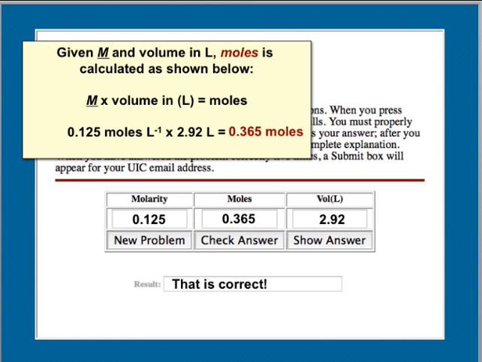Now there's another molarity tutorial that's a little more complicated. You don't have to do that one. But do this one. Again, it's not difficult, and you'll get your 5 points.